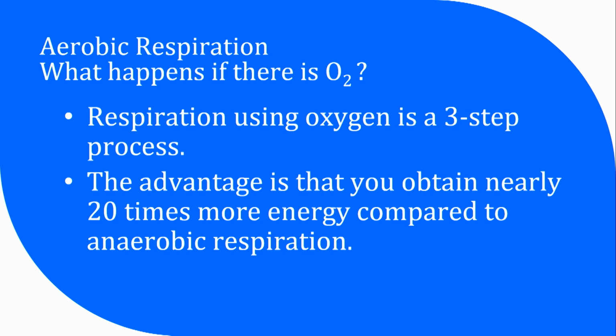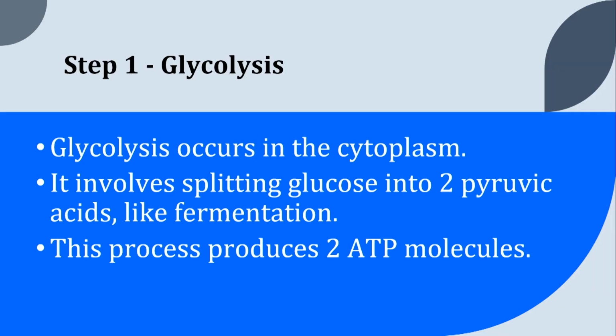Let's talk about what happens if there is oxygen. Okay, so if there is oxygen, remember that this is called aerobic respiration. So what happens here is the respiration using oxygen is a 3-step process. There's a couple more steps involved in the aerobic, but we get a lot more ATP out of it. That second bullet point tells us the advantage is that you obtain nearly 20 times more energy compared to anaerobic. So aerobic, you get a lot more energy out of it, but you have to have oxygen in order to make it happen. So the first step of aerobic respiration is always glycolysis.